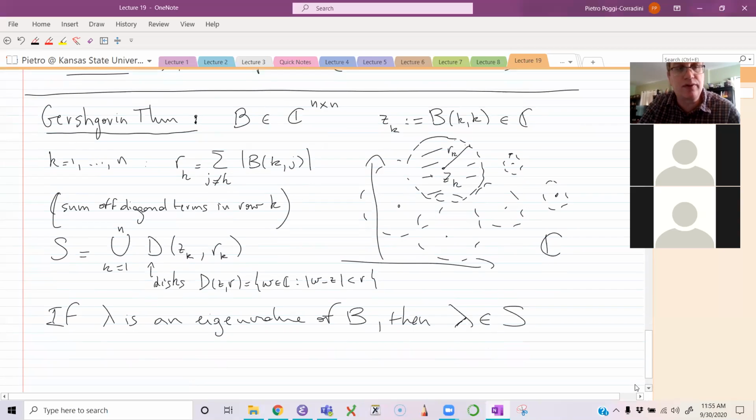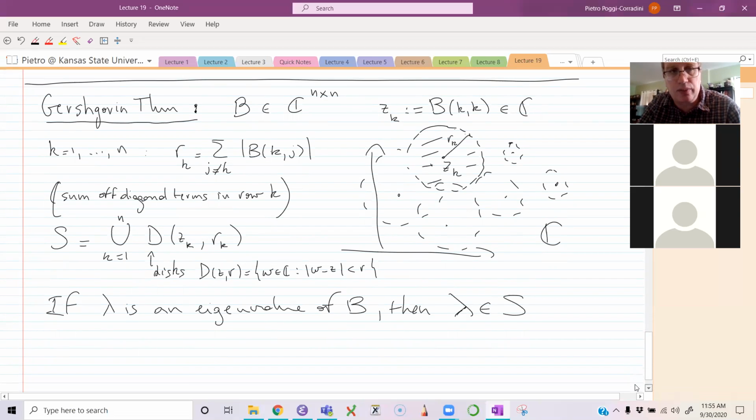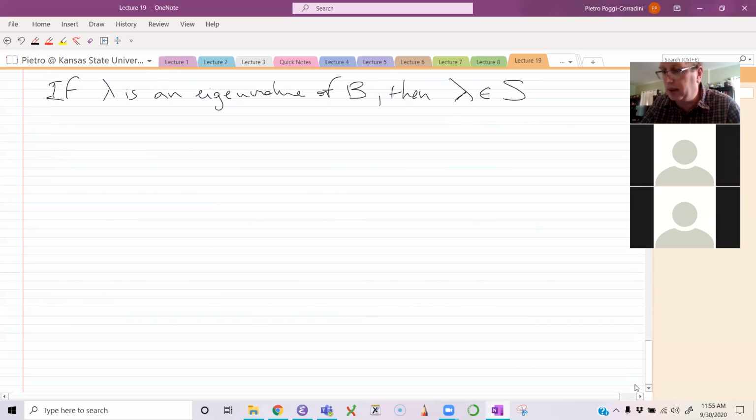So let's prove Gershgorin theorem first and then see how we can apply that to prove that A tilde is SPD.